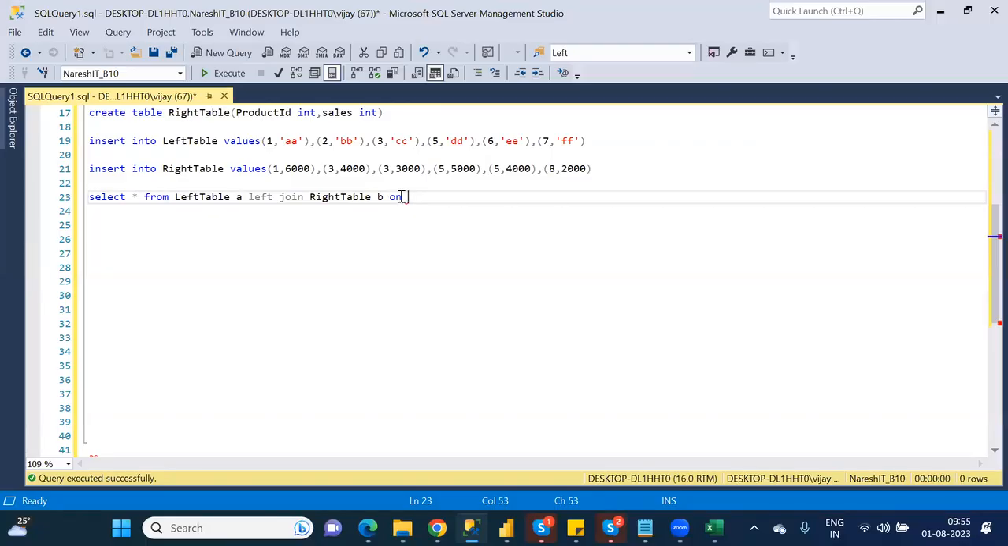You cannot use the table name, because you already gave the alias name, right? No need to call that table name. You need to call the alias name, A dot, that common column you have to write.